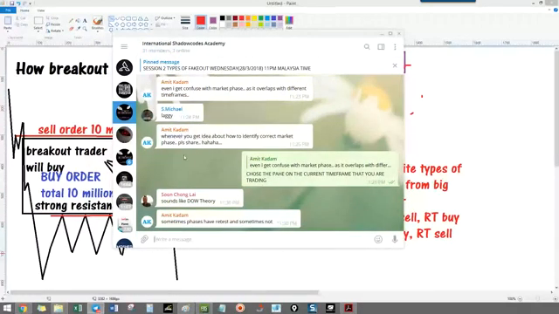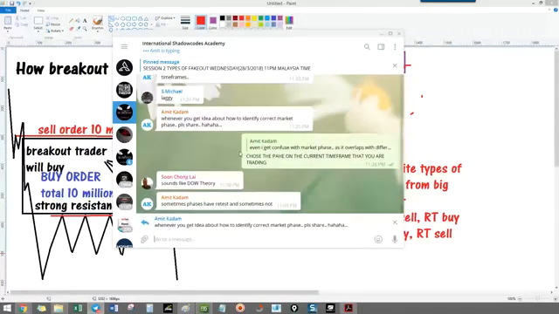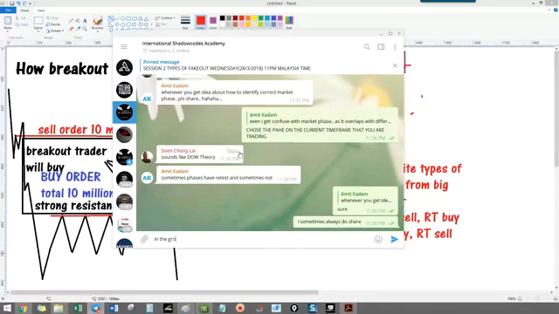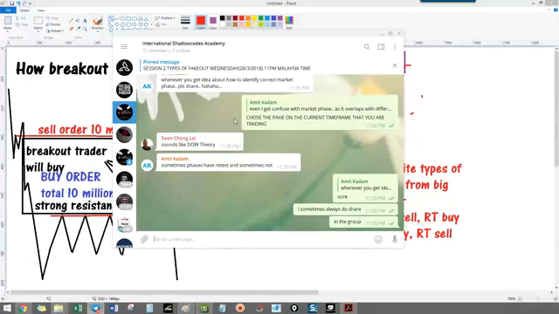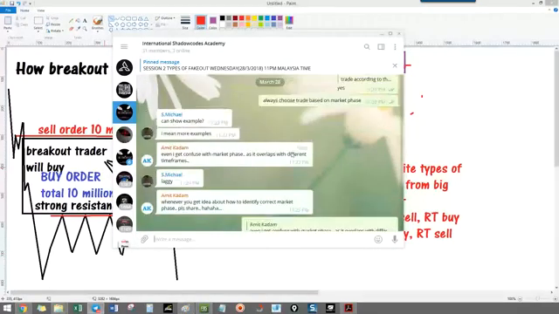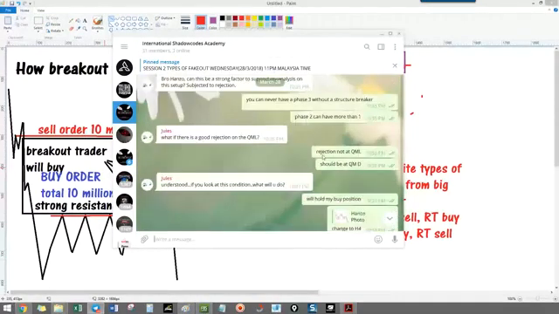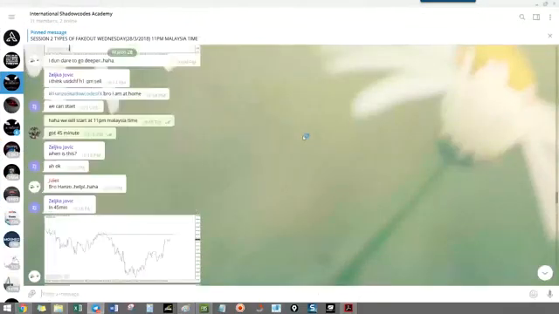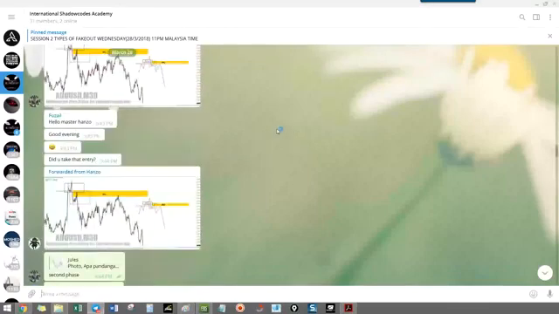Laggy, sorry. Whenever you get an idea about how the current market phase is, please share. Sure. I sometimes do share in the group. Sometimes a phase has a retest somewhere, sometimes not. One more thing. Sometimes I also share signals, but I want you to find the entry.